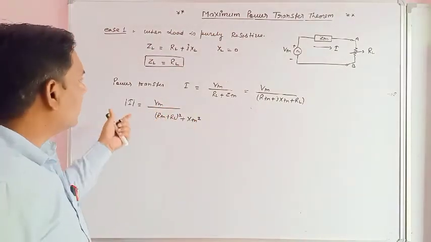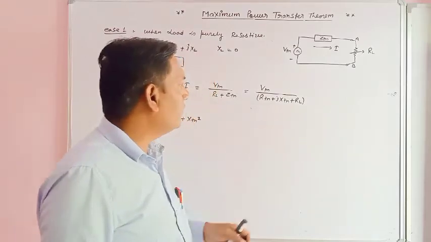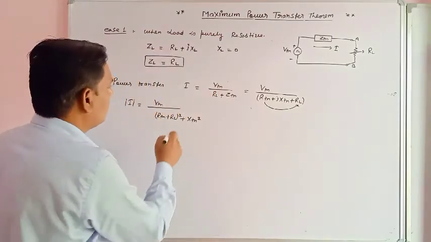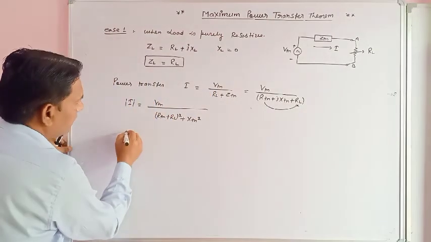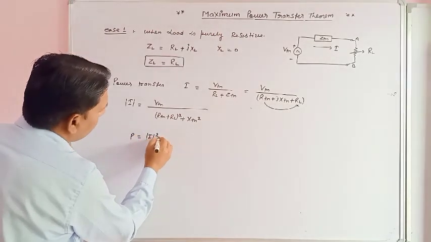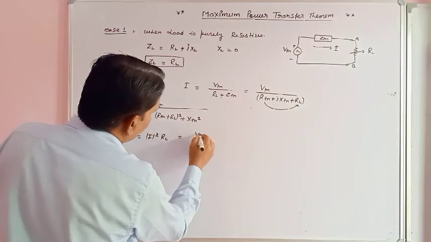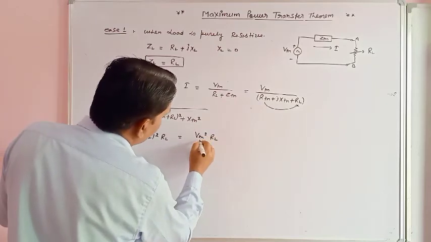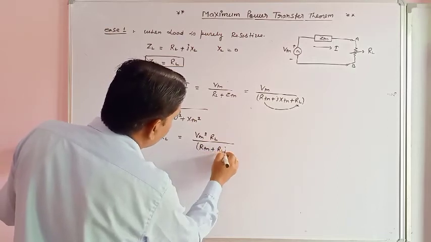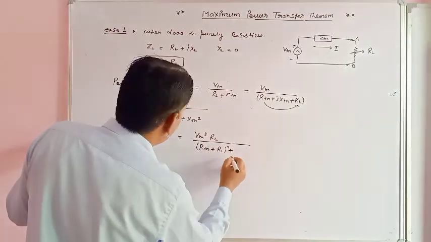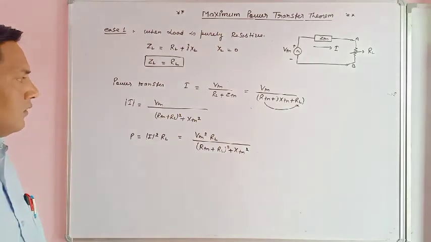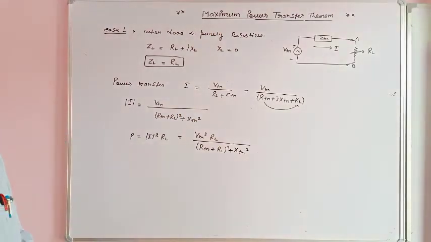If we are calculating the mod, then we calculate the mod of this complex quantity. This plus this is the real quantity and this is the imaginary quantity. So power transfer P will be equal to mod I square into RL. So it will be equal to VTH square RL upon RTH plus RL whole square plus XTH square. So this is the amount of power. Now we will apply the condition for maximum power transfer.